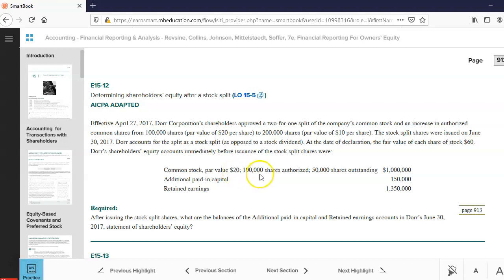And then I double the shares authorized. I multiply that by 2. I get 200,000. And then I take the 50,000 shares outstanding. I multiply that by 2. I get 100,000. So that's it. That's the only change we make. This is $10, 200,000, and 100,000. That's all that we do. Once we do that, we're all good. Everything's the same. Okay, so that's an easy one.